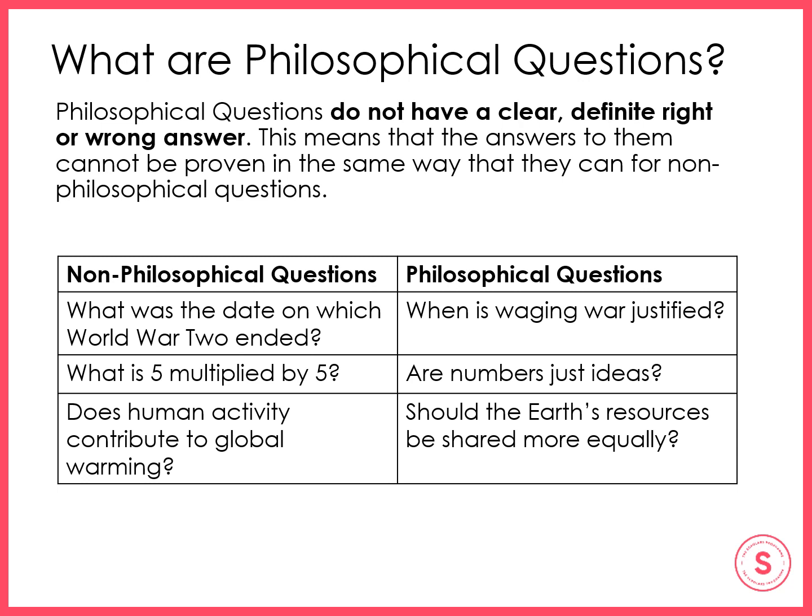Again, looking at our final example, the question, does human activity contribute to global warming? That's a question where scientists would be able to give an answer that's generally agreed upon, looking at measurements and experiments in the physical world. Whereas the question, should the Earth's resources be shared more equally? People could have different ideas about that. That's a philosophical question.